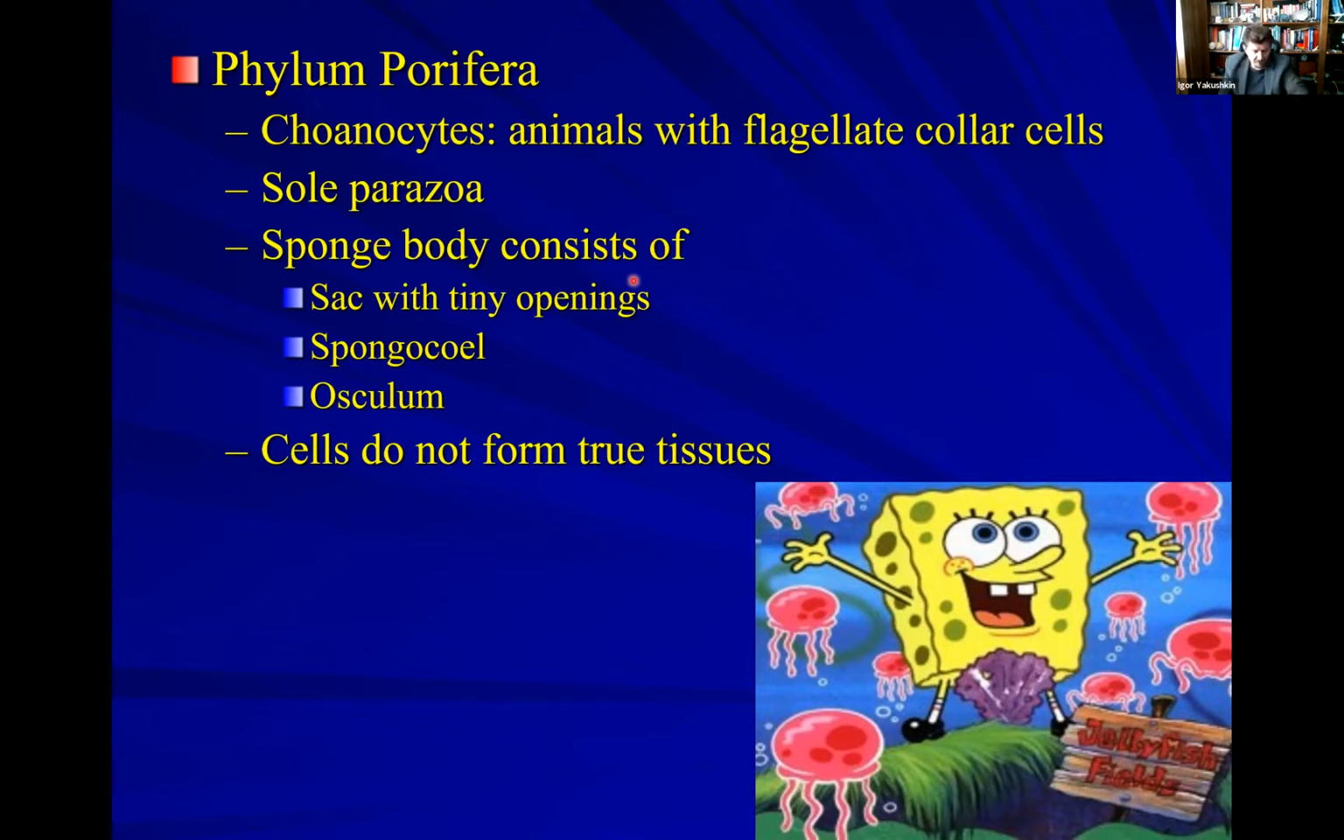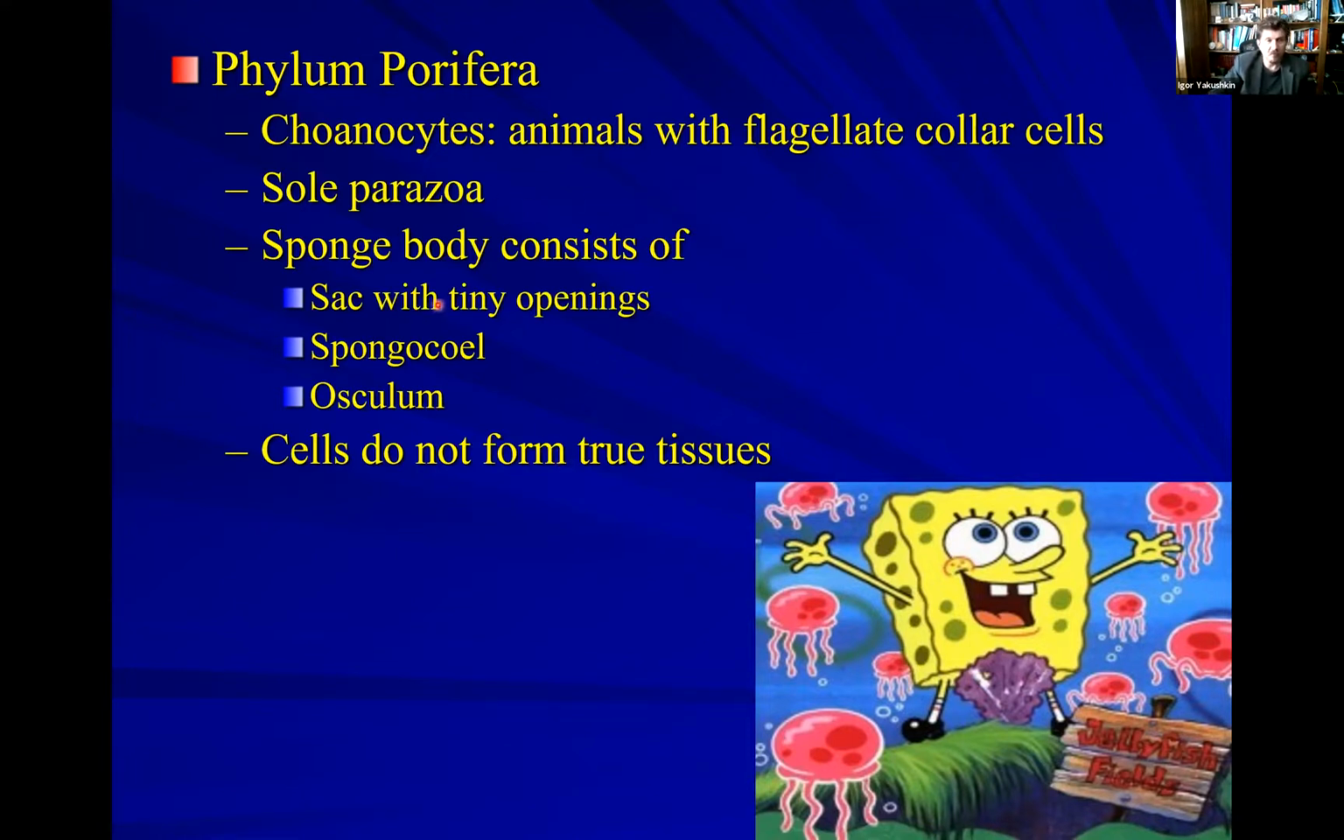So you will have some time to study for the lab practical, right? So anyway, phylum Porifera, choanocytes. Remember the collar cells? They have them. This is the first very simple group. As a matter of fact, we're looking at this SpongeBob right here and the jellyfish. Jellyfish will be the next group we'll discuss, phylum Cnidaria, but that will be next time.